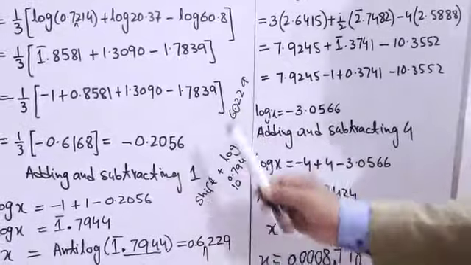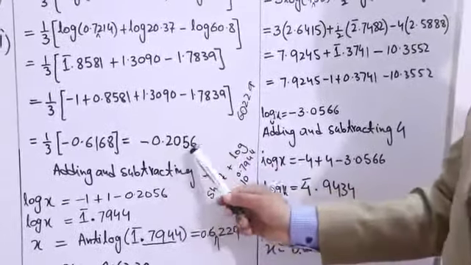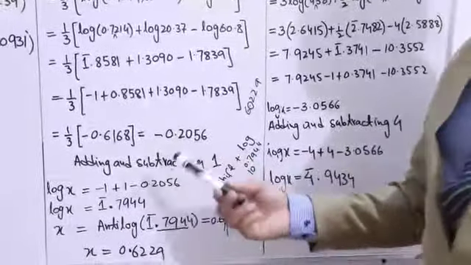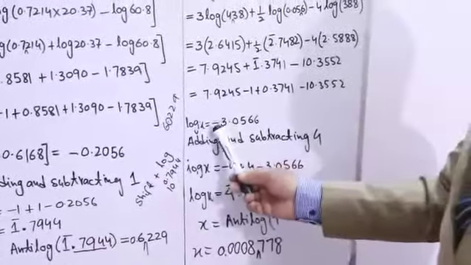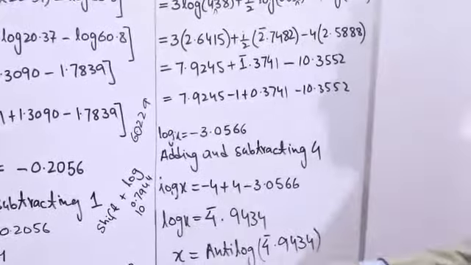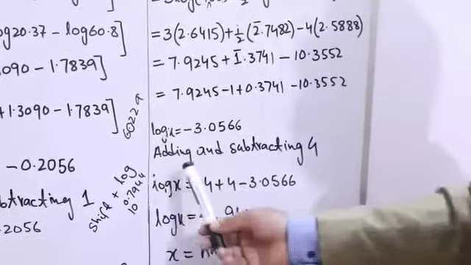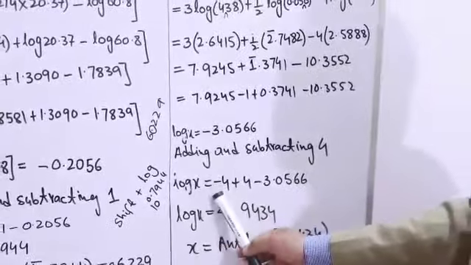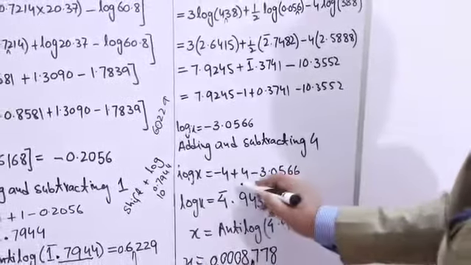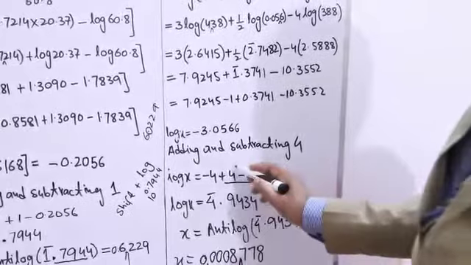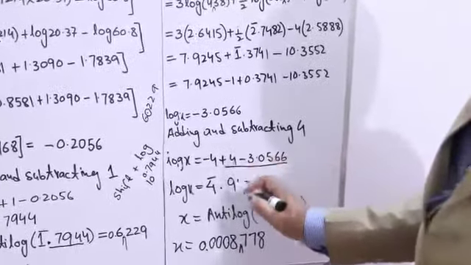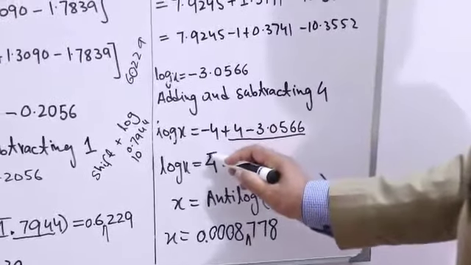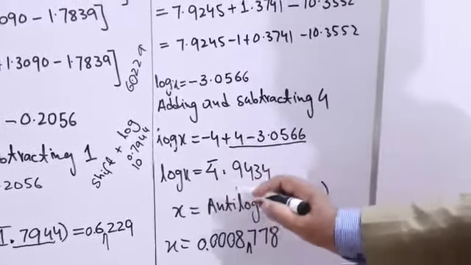Here, after simplification, we have the value 0.2056. Now we add and subtract 1 on both sides. Here we have minus 3 point something, which means we have to add 4. So adding and subtracting 4, log of x is 4 plus 4 minus this. When we solve this, we are left with 0.9434. So minus 4 can be written as 4 bar 4.